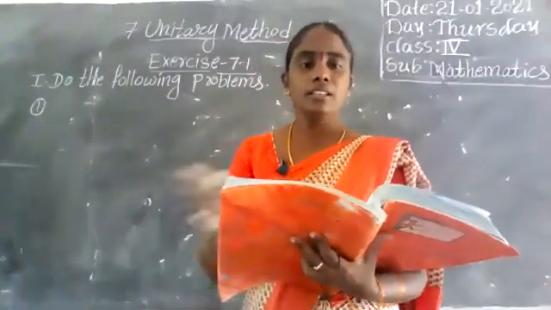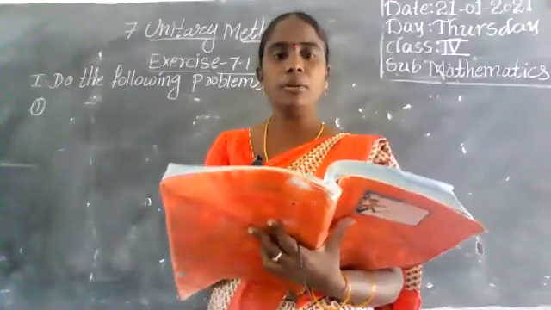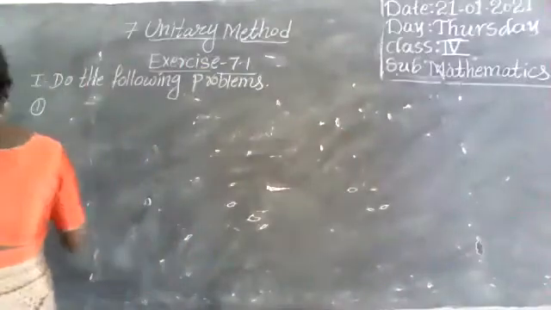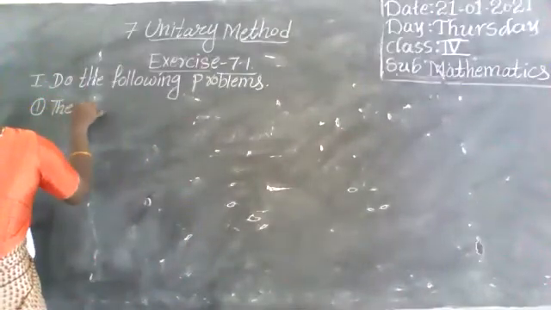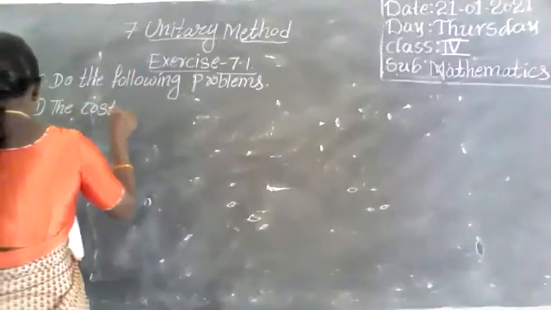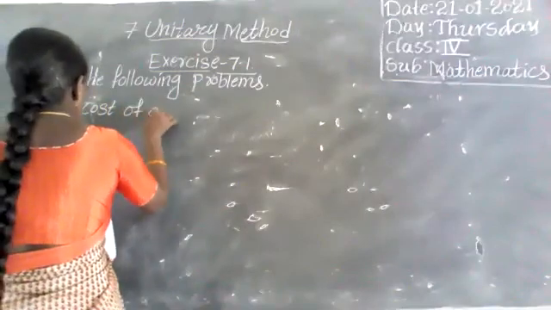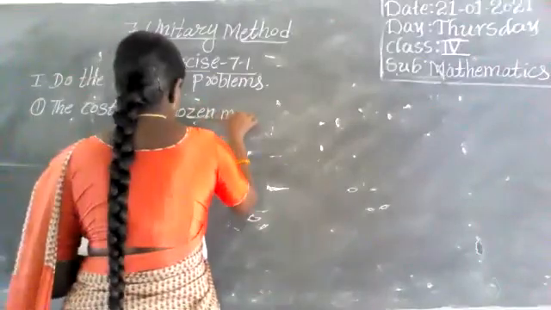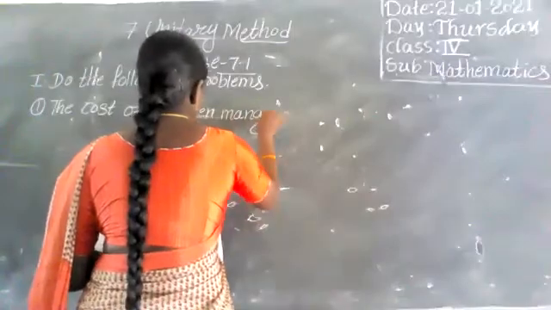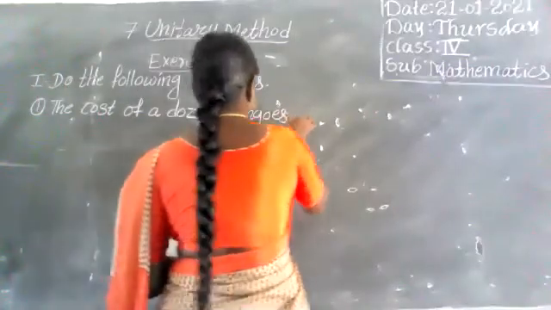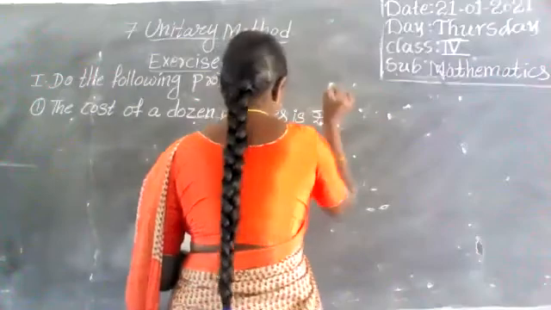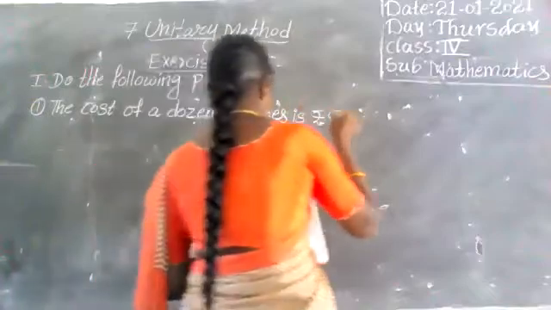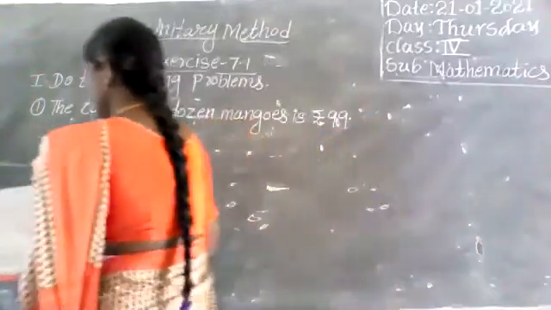Did you understand the first problem? Read the problem once and understand it. After that, you have to do it. Use the rupee symbol. And then, what is the cost of?